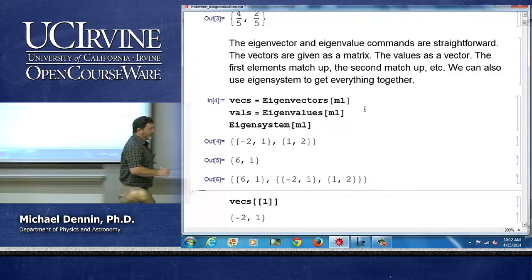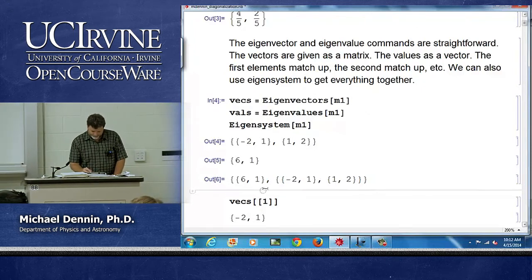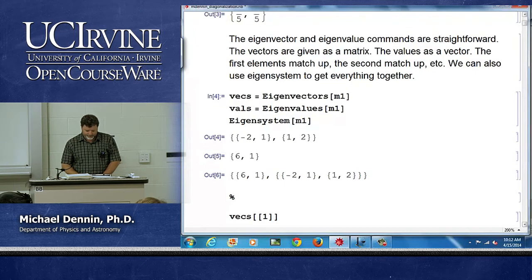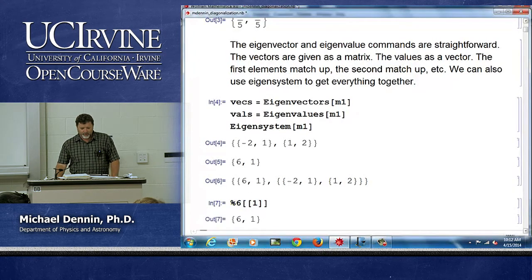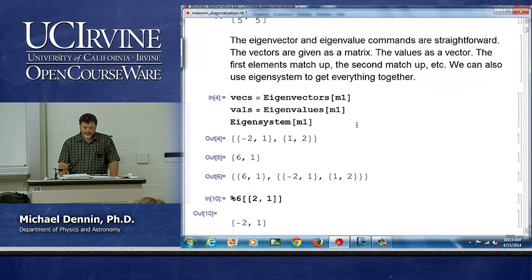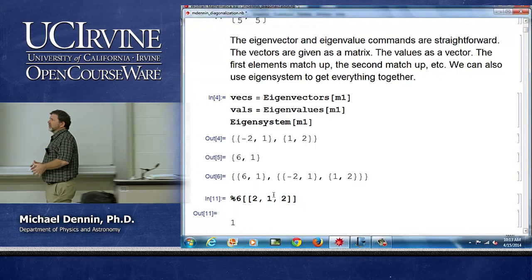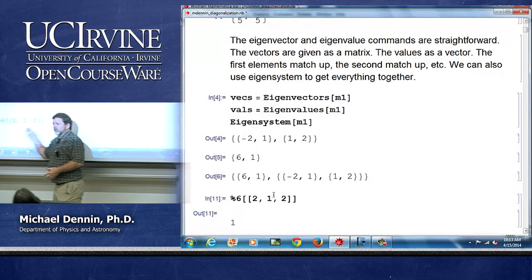So let me just show you that real quickly. If I do %6, %6 bracket 1, I get those pairs of eigenvalues. If I do bracket 1, 2, I get the second eigenvalue. If I do %6, 2, I get my 2 eigenvectors. If I do 2, 1, I get my first eigenvector. If I do 2, 2, I get the second component of the first eigenvector. And so this bracket notation is very flexible.